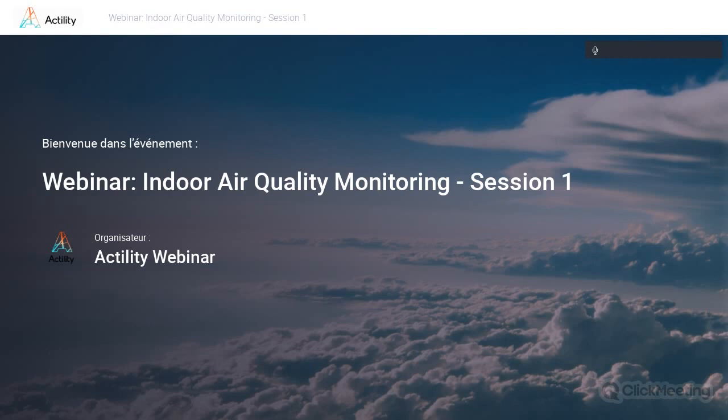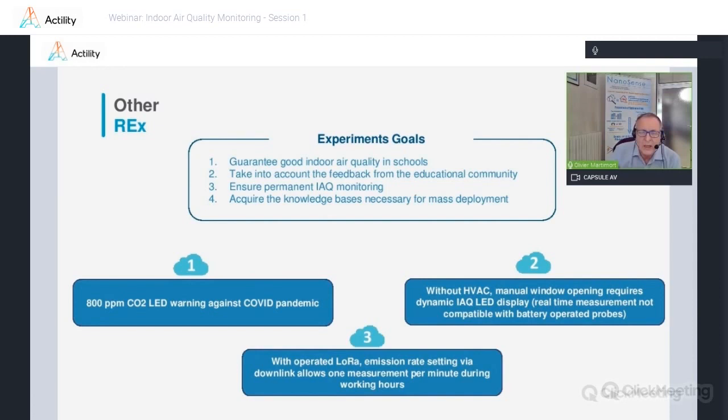And for buildings where there is no HVAC, it has been shown that it is very important to have a very dynamic LED to open the window just in time and to close it at the appropriate time, especially in winter when it's cold. So it has to be quite dynamic, and probes that are battery powered don't have such a high rate of measurement.